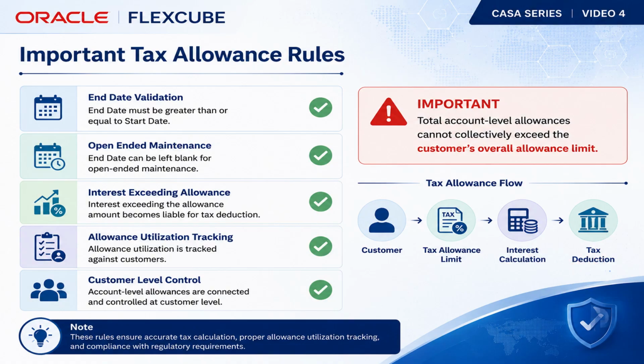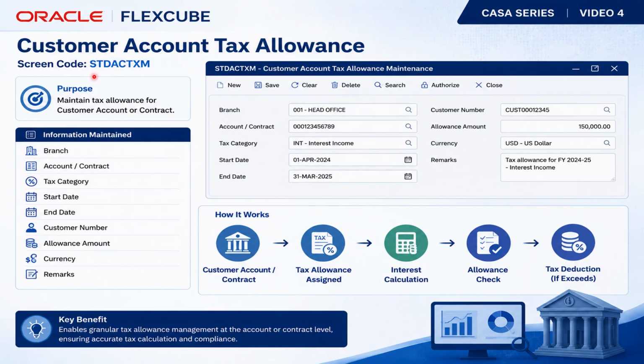Customer account tax allowance. Next, let's look at customer account tax allowance maintenance. The screen code is STDACTXM. This screen allows banks to allocate tax allowance to a specific customer account or contract. Users maintain details such as branch, account or contract number, tax category, customer number, allowance amount, currency, validity dates, and remarks. This enables account-level tax management while remaining within the customer's overall allowance.